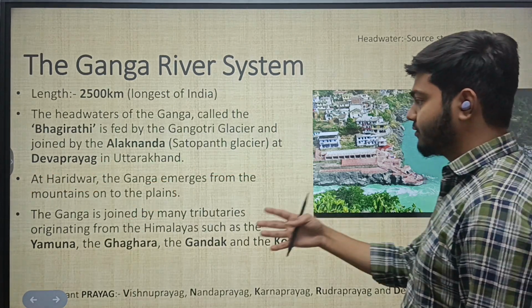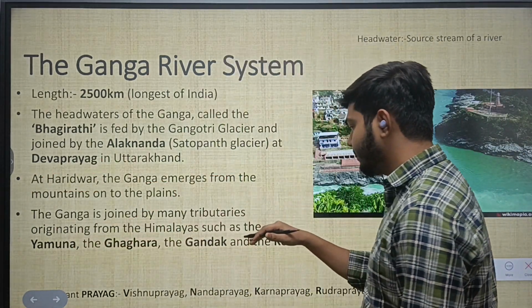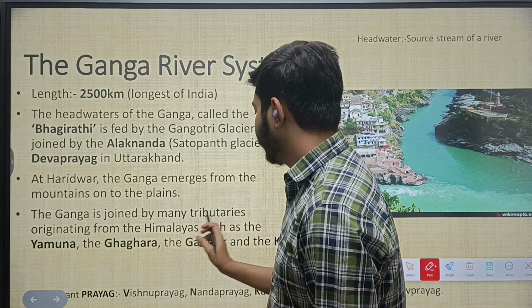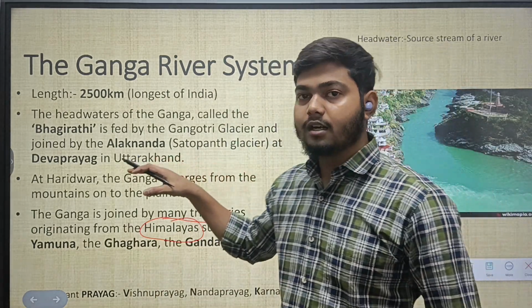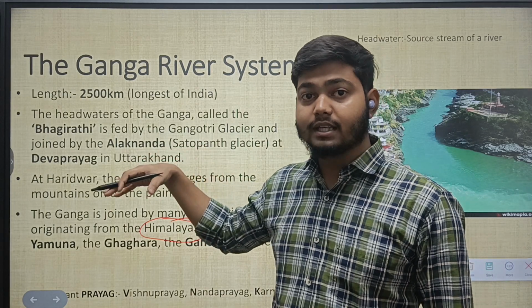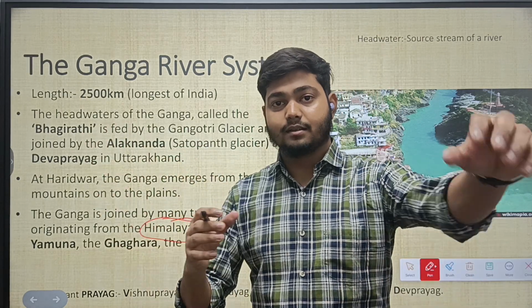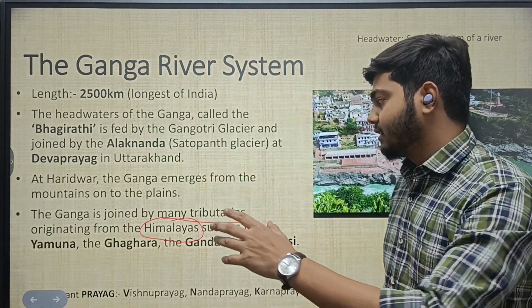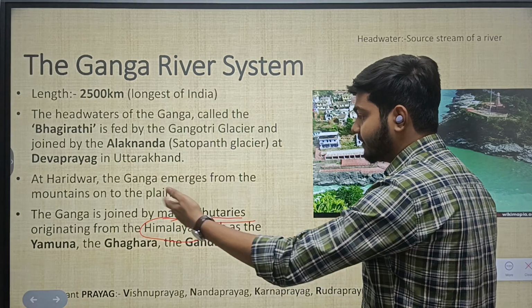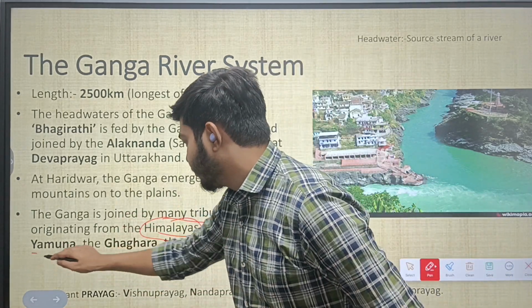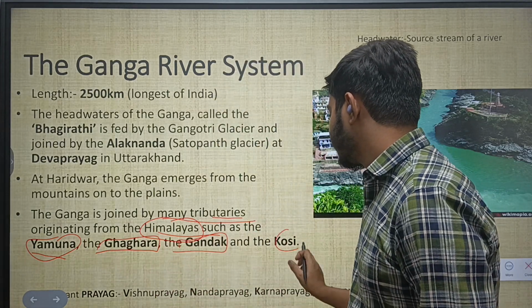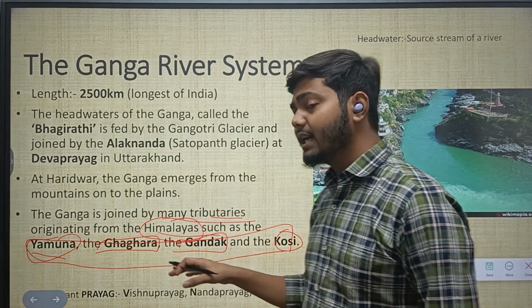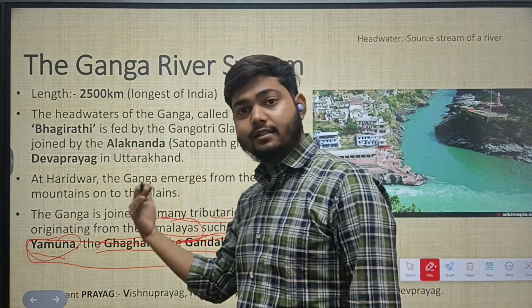Okay, let's move to the next point, which is: the Ganga is joined by many tributaries originating from the Himalayas. Basically the Ganga, which is formed by two rivers that originate from the Himalayas, has many tributaries that are also originating from the Himalayas, such as the Yamuna river, which is originating from the Yamunotri glacier, which is part of the Himalayas, and the Ghagra, Gandak, and Kosi. These all four rivers are originating from the Himalayan mountain ranges.